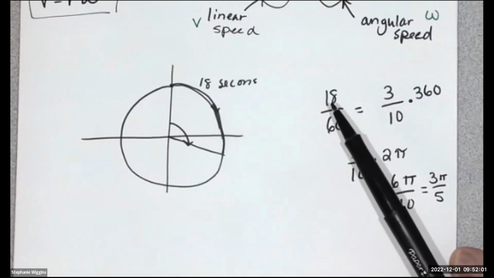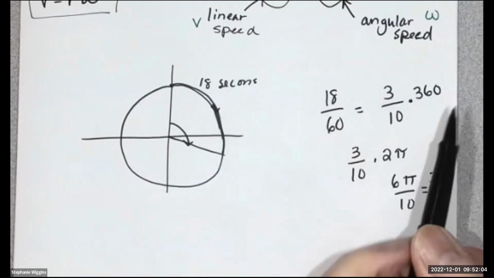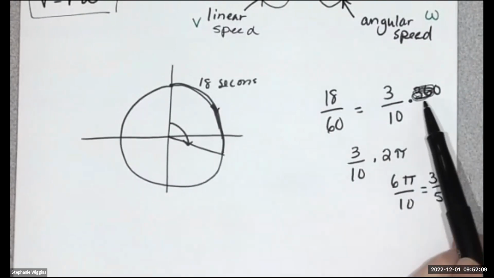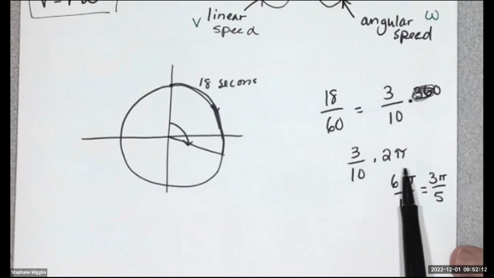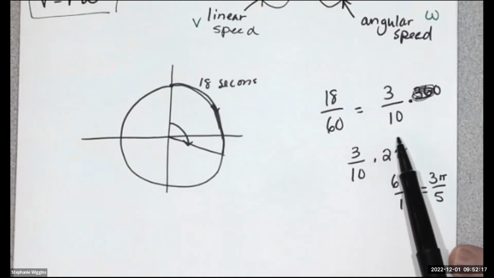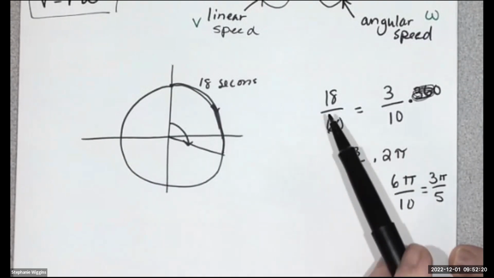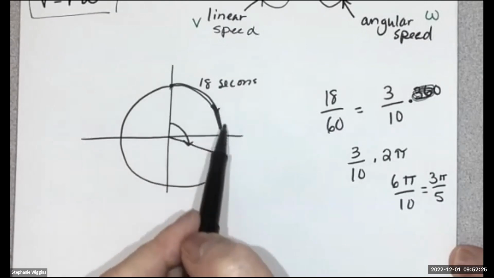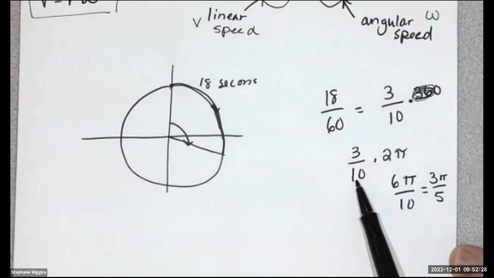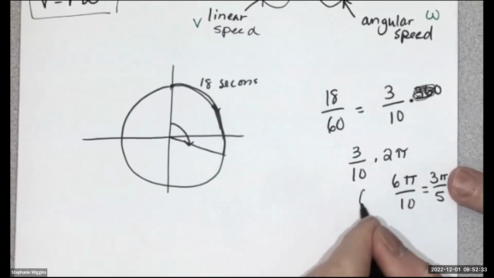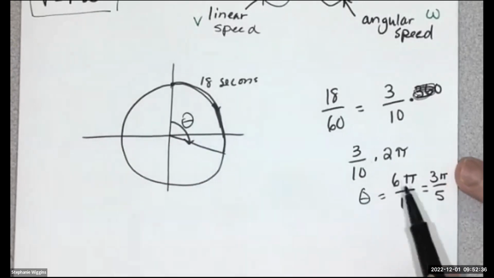Okay, so let's look at this. We have 18 seconds out of 60 seconds. And I put 360 there, but it's better to use 2 pi because remember your answer needs to be in radians when you're doing this relationship. You take 3/10 times 2 pi. This is 1 revolution. You've gone 18 seconds out of 60. That's 3/10 of the complete circle, so that's 3/10 of 2 pi. And so in radians, your angle is going to be 3 pi over 5.